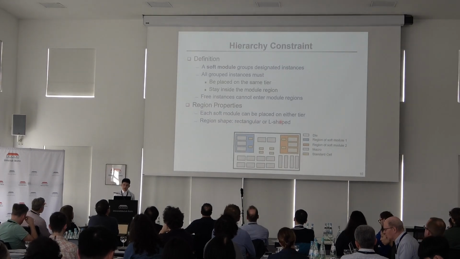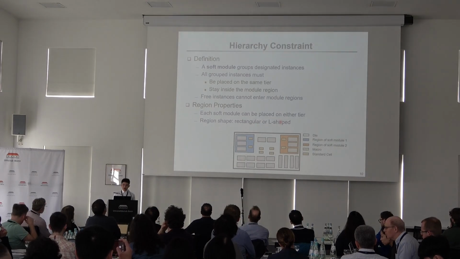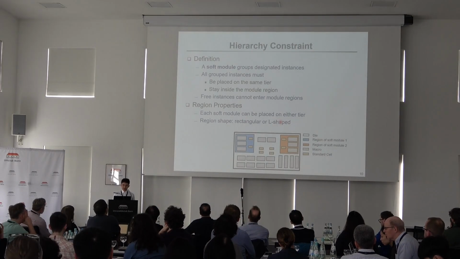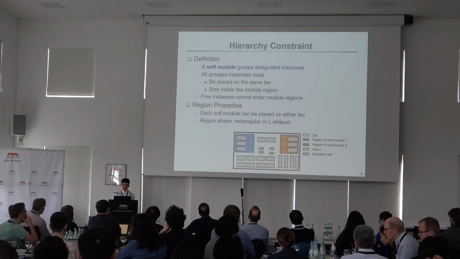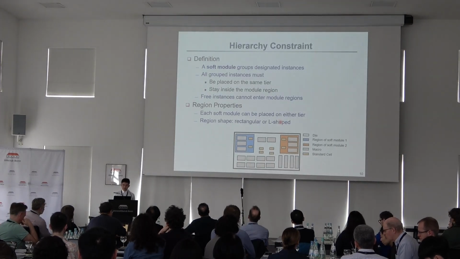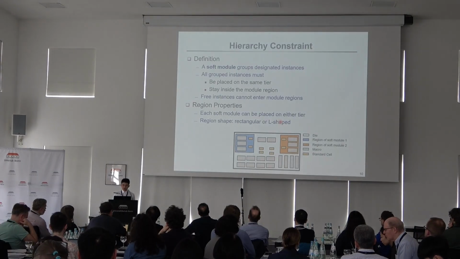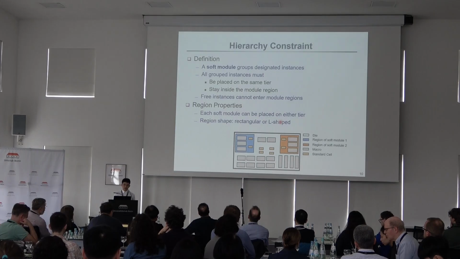Here we define the hierarchy constraint. A soft module groups designated instances together. All group instances must be placed on the same tier and must stay inside the module region. At the same time, free instances are not allowed to enter the module regions. Each submodule can be assigned to either tier, and its region geometry can be rectangular or L-shaped to ensure compatibility with other EDA tools.